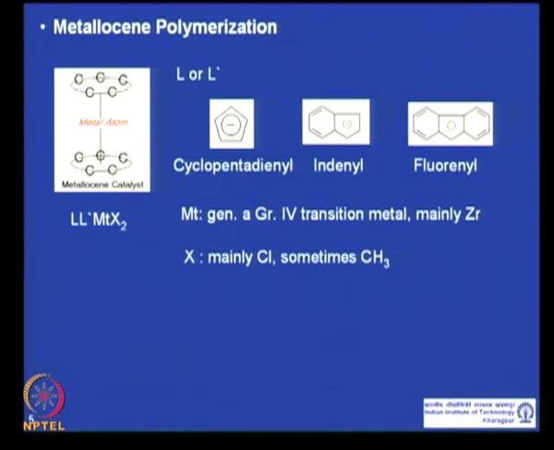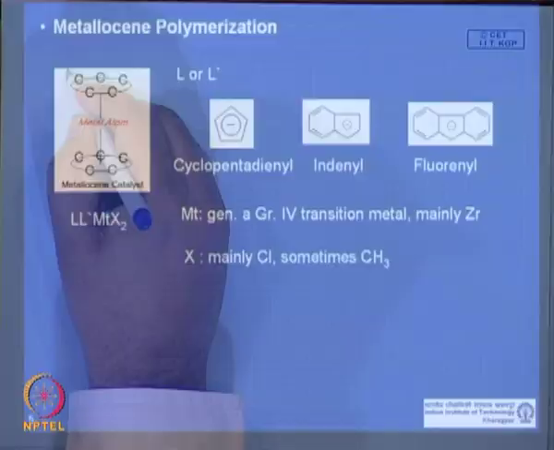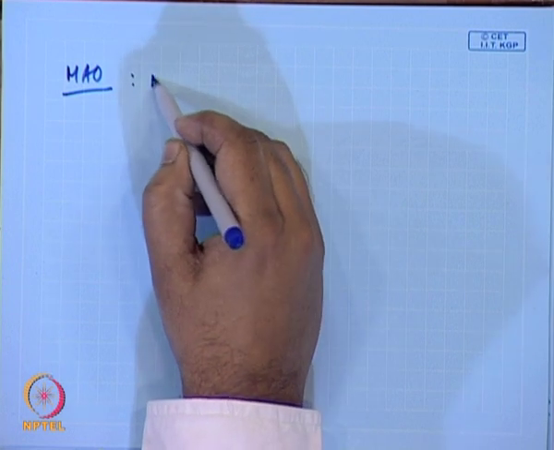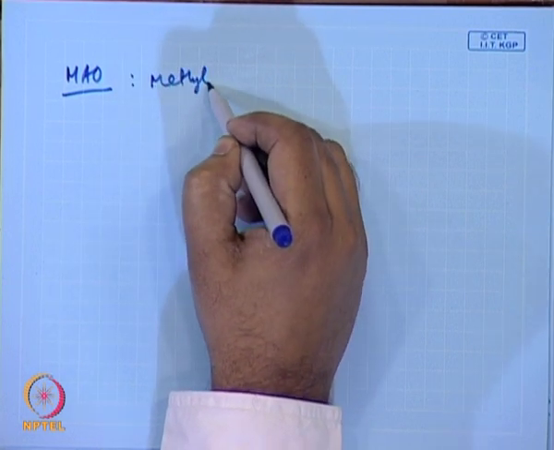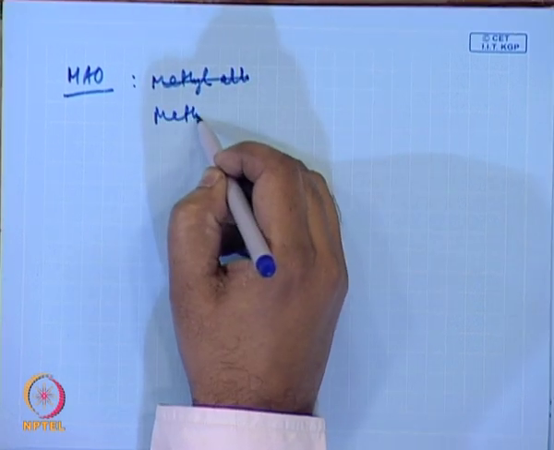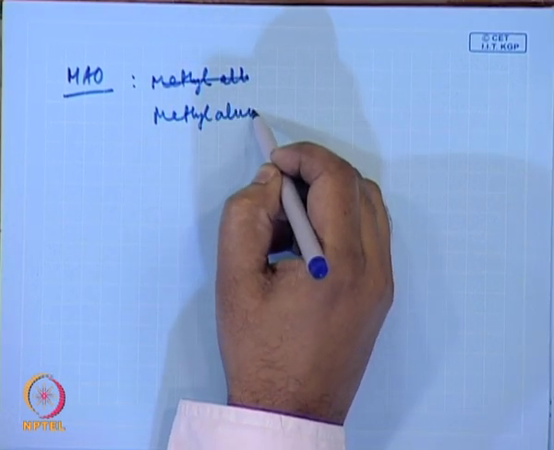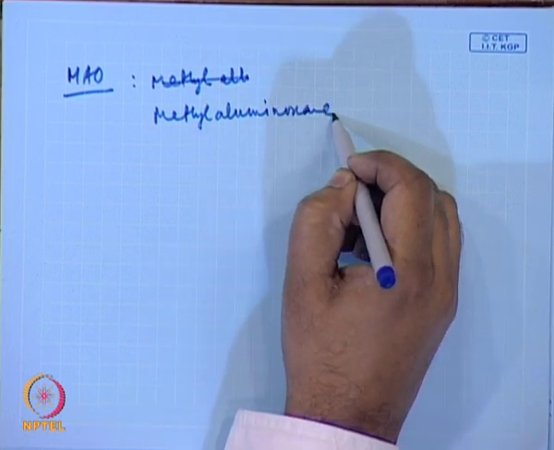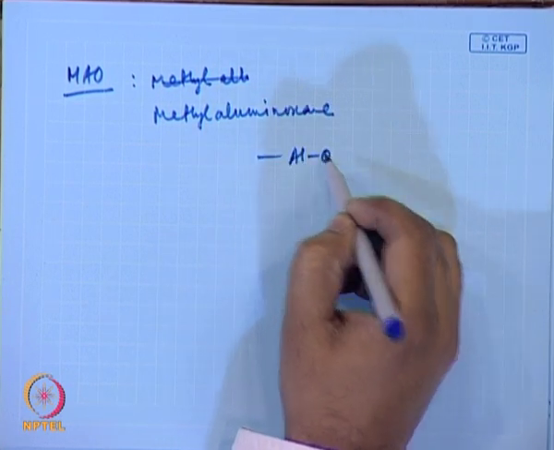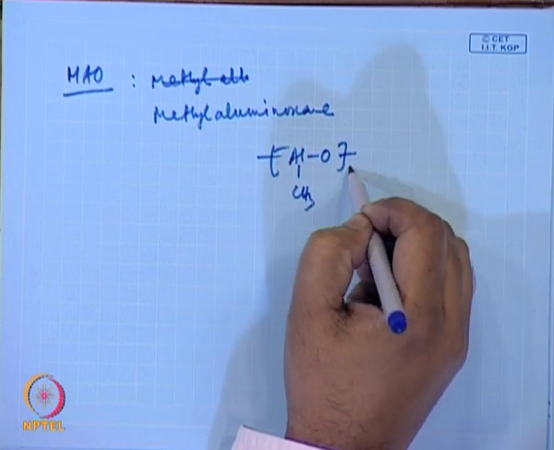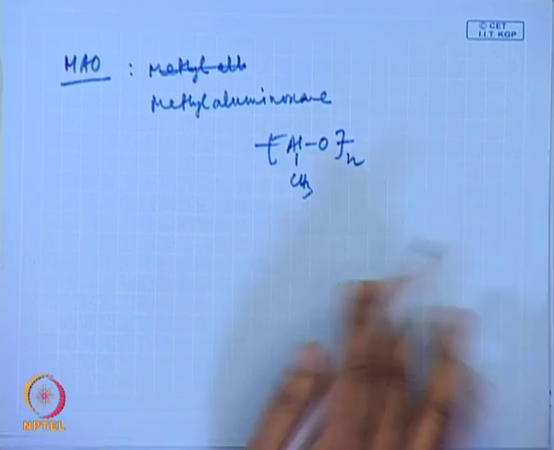So, the most used co-catalyst is MAO, which is methyl aluminoxane, which is a network compound of this.